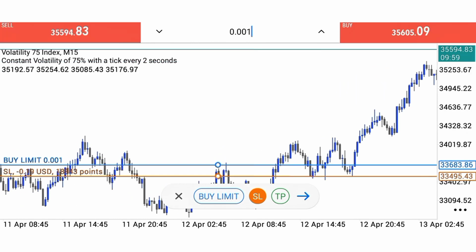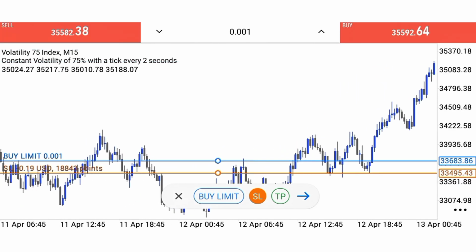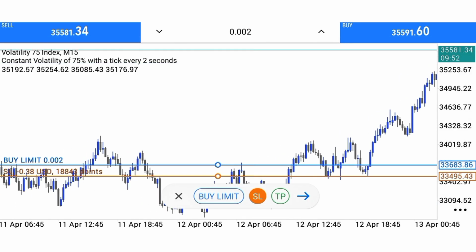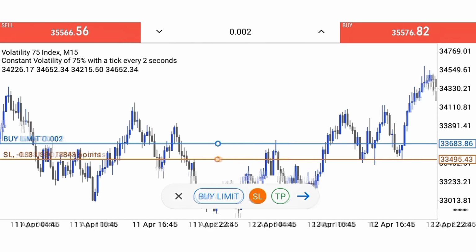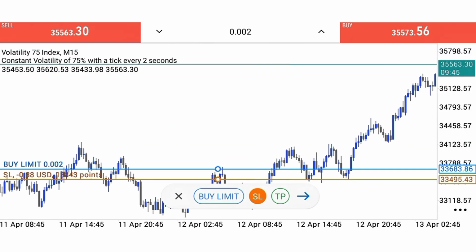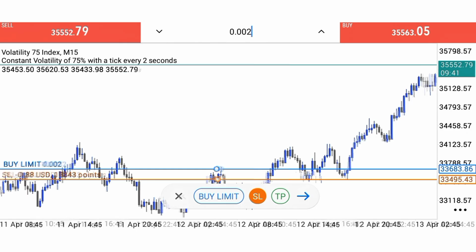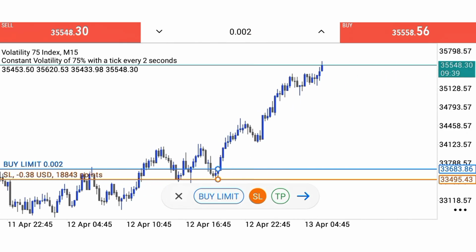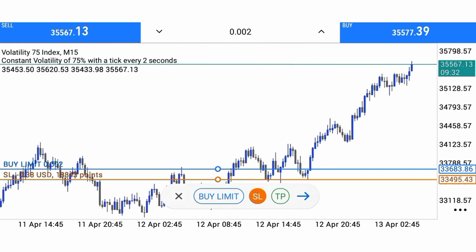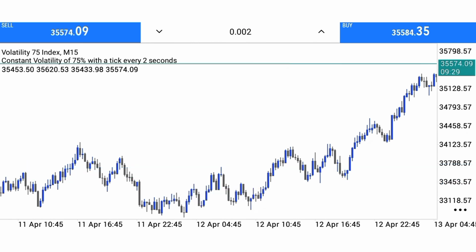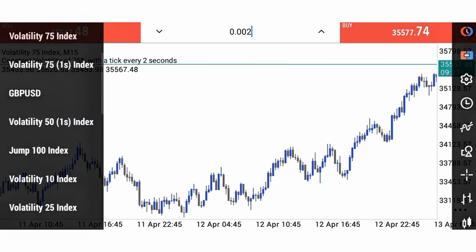So right now I can risk $0.19 for a trade here. If I increase it to 0.02, it's still not giving me too much risk on the trade. So I can use this volatility 75 to grow small trading accounts very fast, because it gives me that opportunity to trade with the smallest lot size and be able to grow my account steadily in the market. So this is what you guys should be looking out for when trading volatility indices.